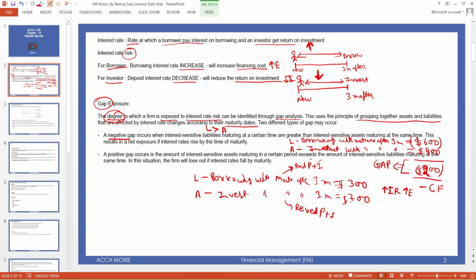Our investment is higher than our borrowing, which means we have a positive cash flow. We have a positive cash flow of $400. How can we face the risk if the interest rate decreases? If the interest rate on investment decreases, our income will decrease. Our income will decrease, right?